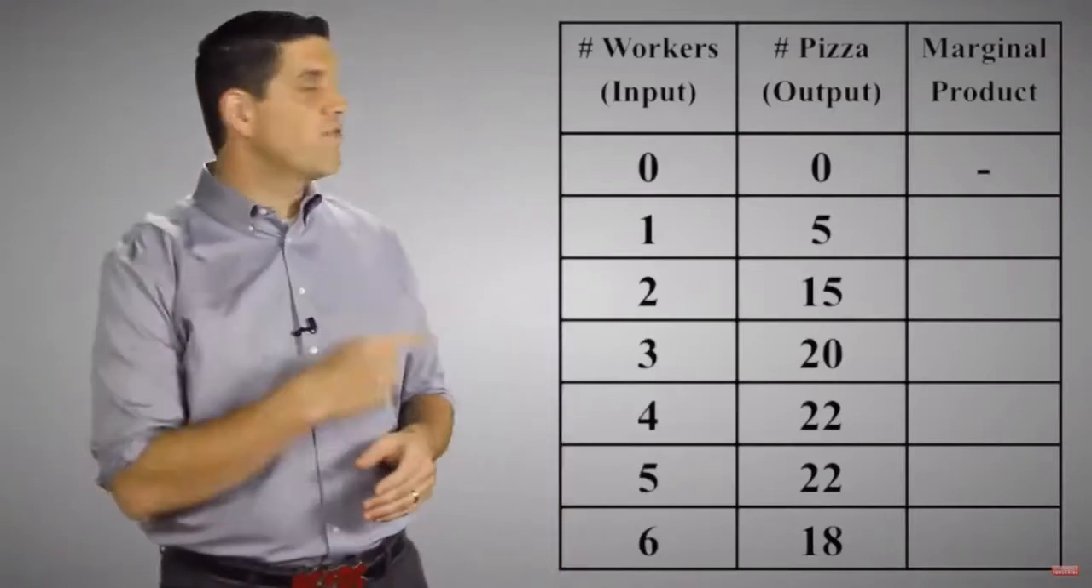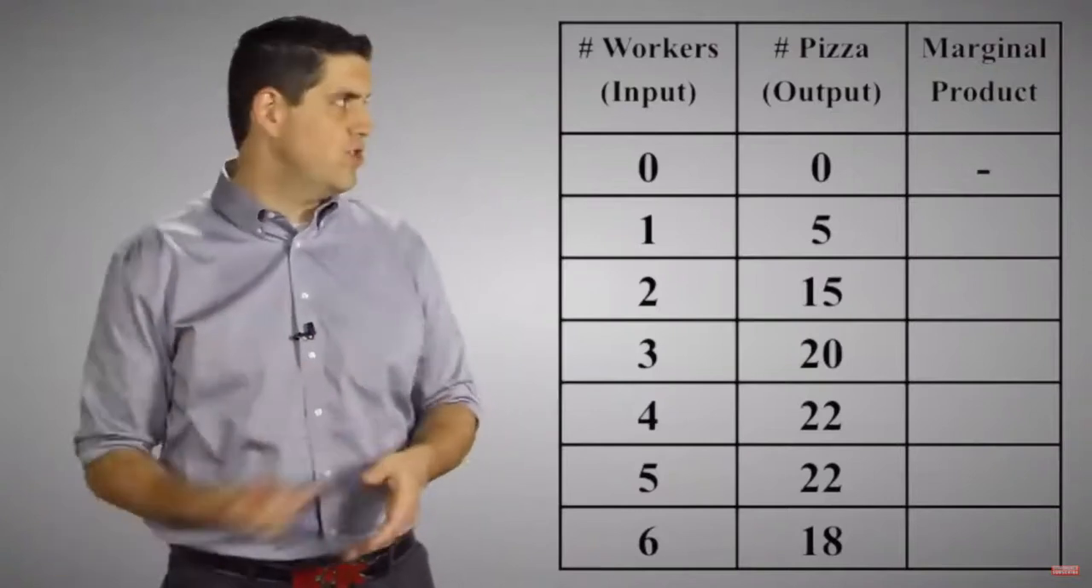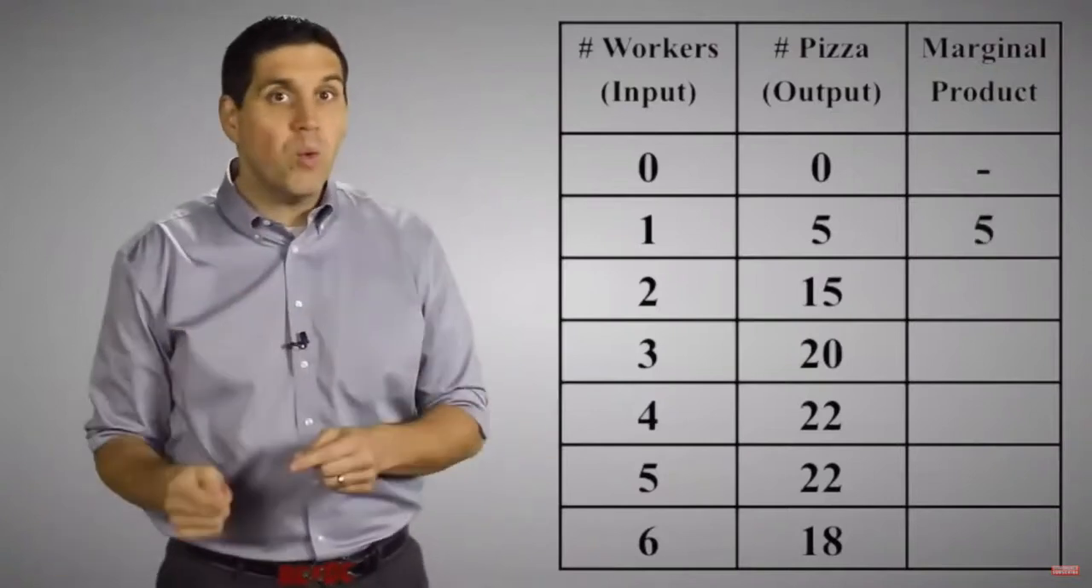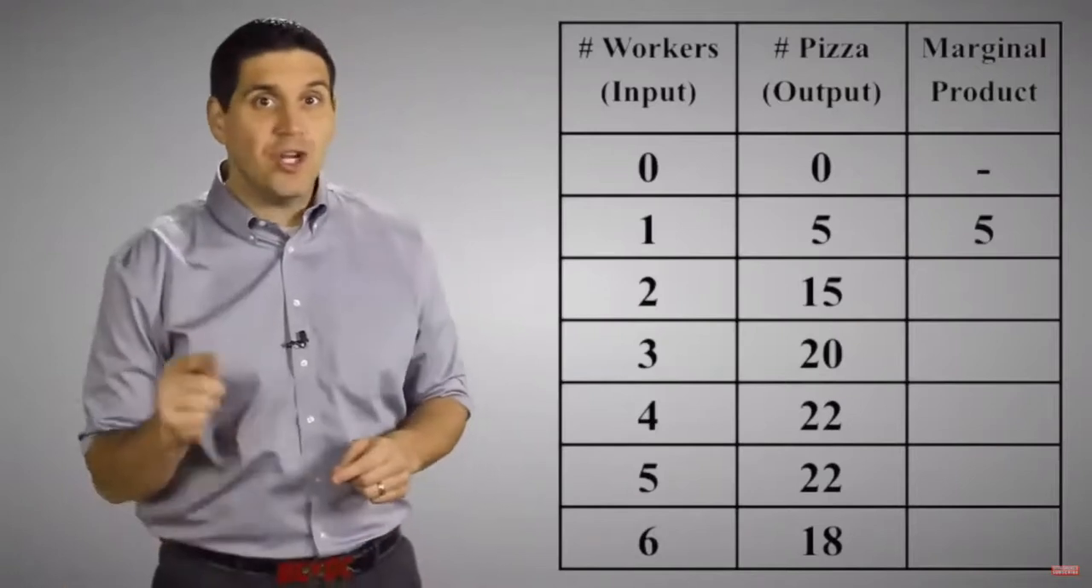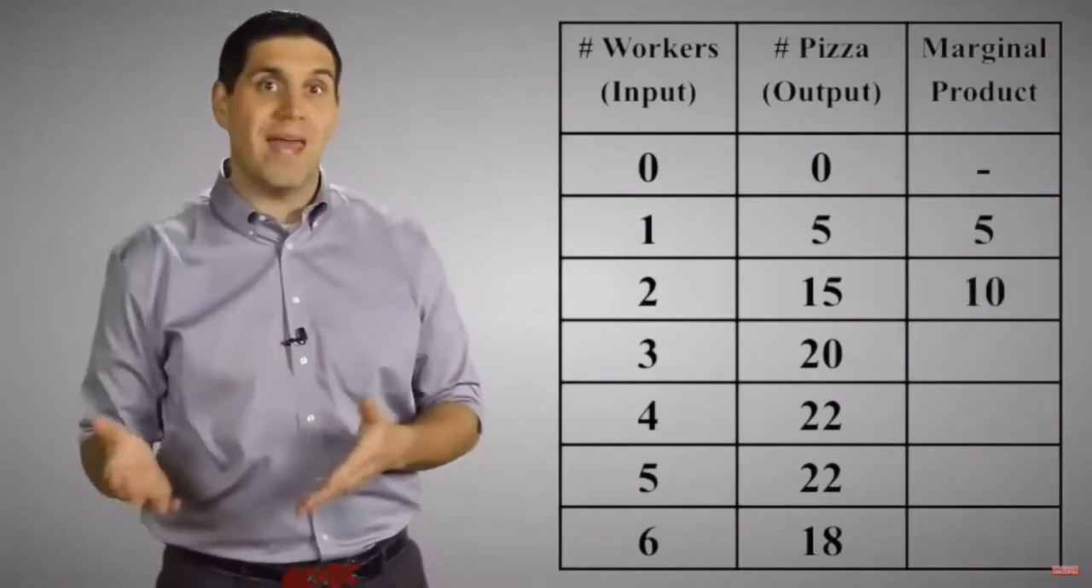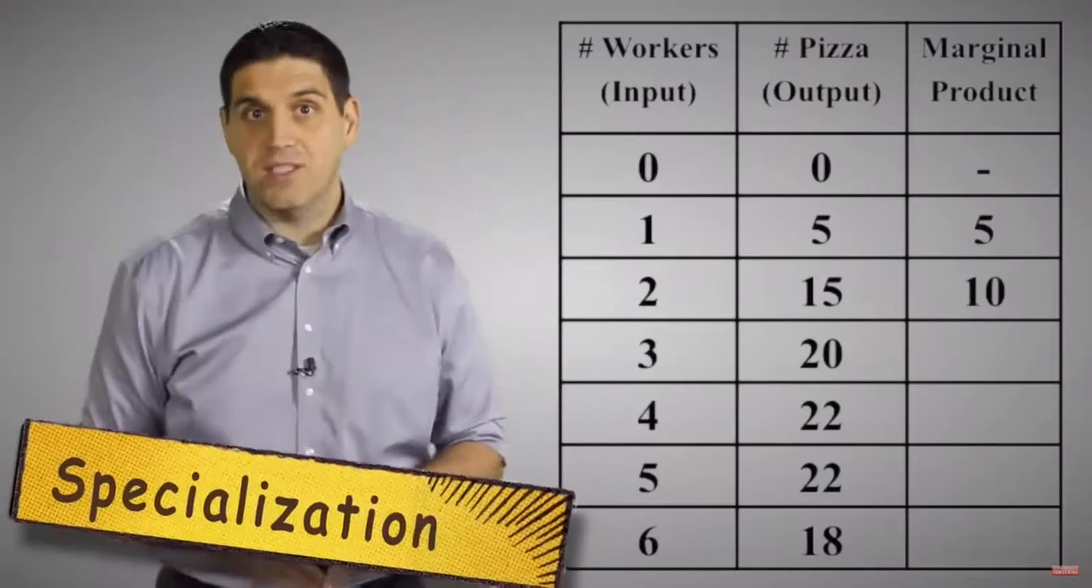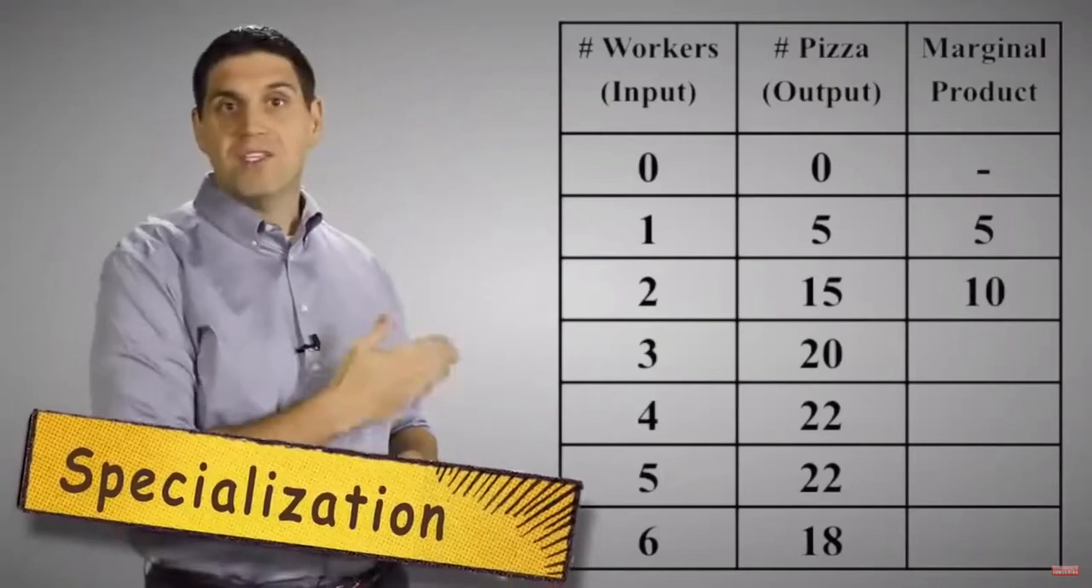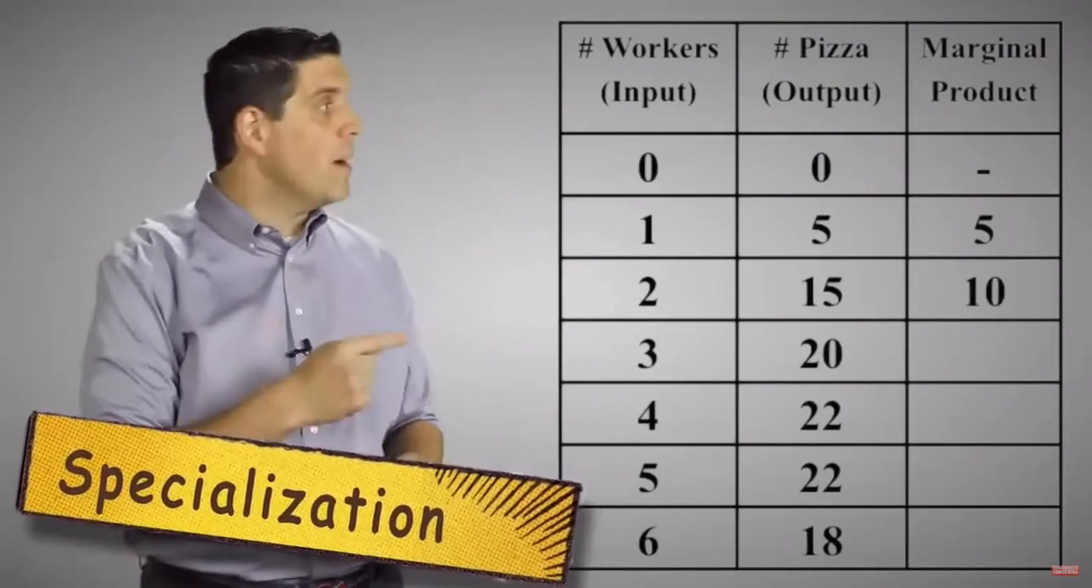The first worker can produce 5 pizzas, so the additional output they make is just those 5 pizzas. But when you hire 2 workers, they can produce 15. So the additional output from the second worker is an additional 10 pizzas. This shows the benefits of specialization. One worker can produce 5 pizzas on their own, but 2 workers can more than double that output.